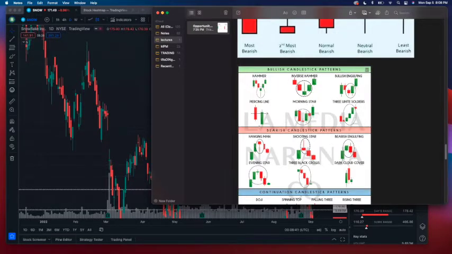For example, this is a hammer candle. This is probably my favorite type of candle, which is this same type here. It's a bullish candlestick pattern. Basically, sellers drove the price down and pushed it right back up.